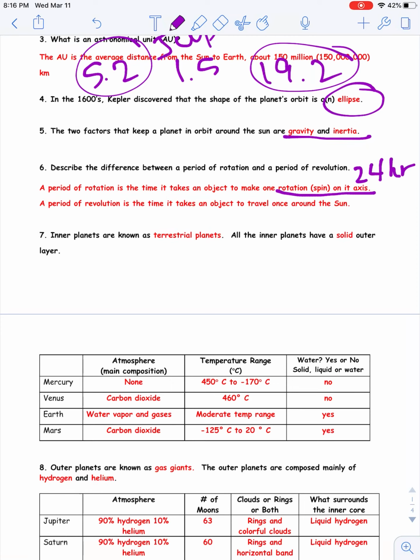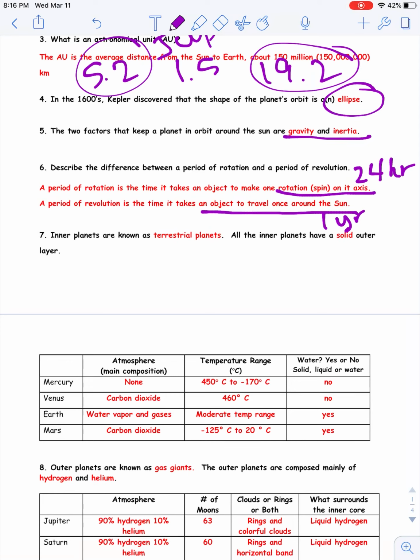And each of our planets in our solar system have a different length of rotation compared to Earth. Like Venus spins very slowly. Jupiter spins very quickly. So then the period of revolution is the time that it takes an object to make one all the way around the sun. So for us, that's 1 year, 365 and a quarter days.